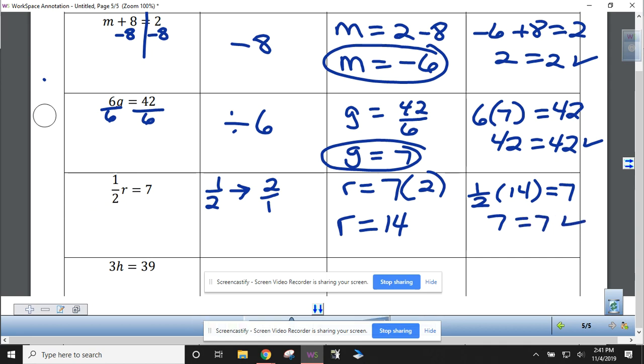Now, if it makes more sense to you, if you wanted to go back and do the same process, you could change this to a decimal, or you could do in the calculator 7 divided by my coefficient of half, and you would still get the same answer.